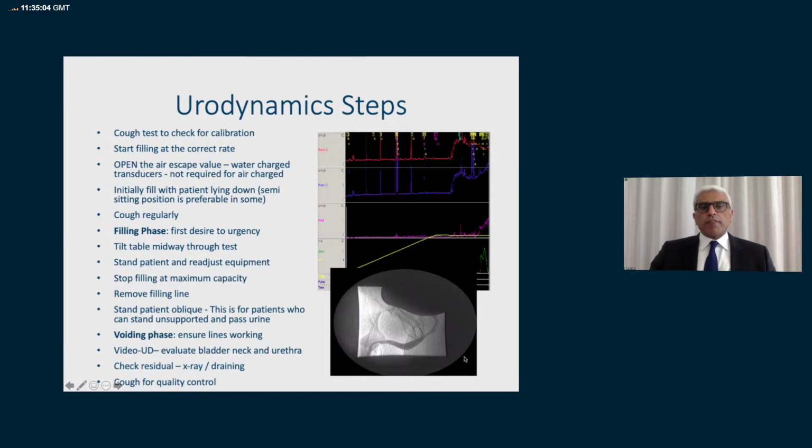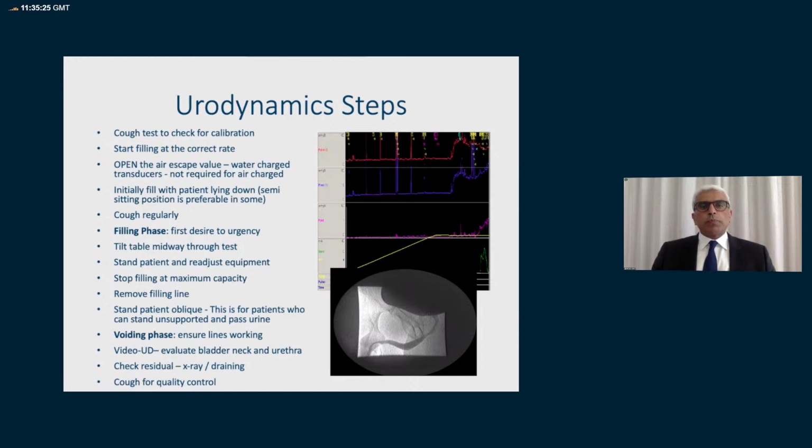One needs to do a cough test to check for calibration, like here. We start filling at the correct rate. For the neurogenic patients, the ICS recommends between 10 to 20 mLs per minute. We need to open this air escape valve in the water-charged transducers. This is not required for the air-charged ones.